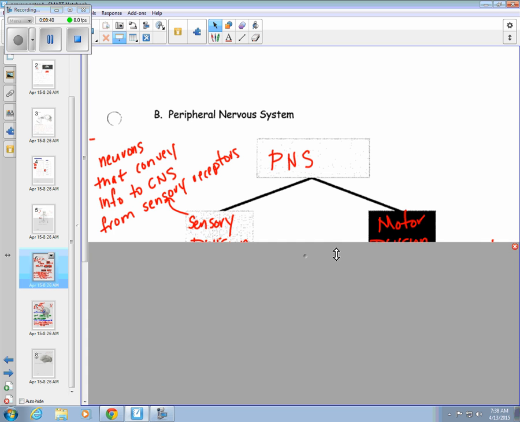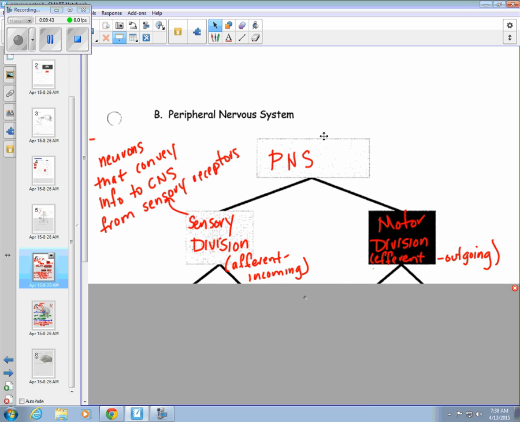And then here's some more details on the peripheral nervous system. So the peripheral nervous system can be further subdivided into two divisions. We have the sensory division and we have the motor division. The sensory division would be all of the incoming information, or the afferent information. These are neurons that convey information to the central nervous system from sensory receptors. So this is the division that actually picks up changes in the environment or the internal environment. The motor division has the word motor in it, so that's going to be anything outgoing. That's going to be the efferent.